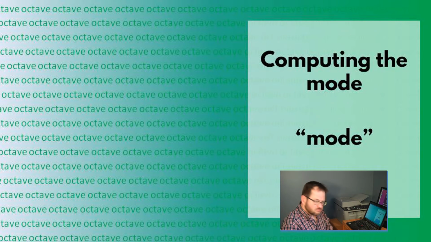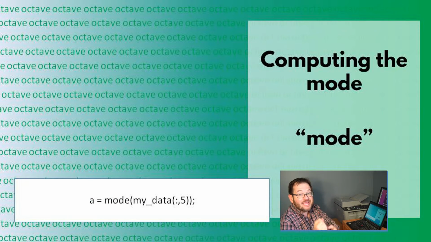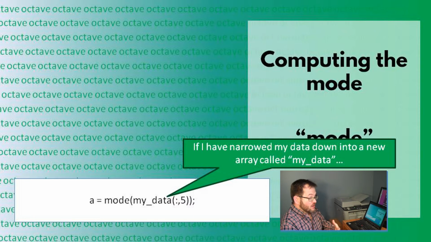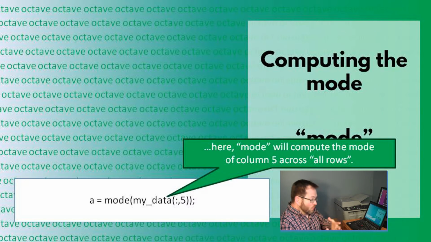What about the mode? Sure, you can compute the mode. I bet you're not so terribly surprised that Octave already has a mode function built in. It's called mode. And the whole thing works exactly the way you would expect. If you've already narrowed your data down to a new array, I'll call it my array, that has the right year, the right months, or the right stations in it, and it's been screened already for missing data, because that'll really mess up some of your statistics, then mode will compute the mode of column 5 across all rows.